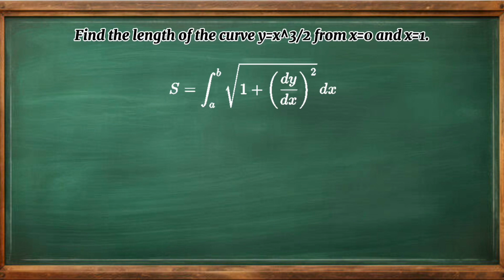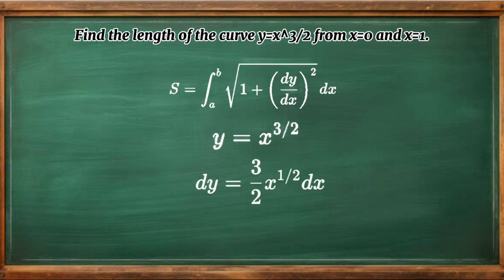First, we must find the value of dy over dx. To get this, we must get the derivative of our curve, which is y is equal to x raised to 3 halves. The derivative of this is dy is equal to 3 over 2 x raised to 1 half dx. Then, we divide it by dx. Therefore, we have dy over dx is equal to 3 over 2 x raised to 1 half. Then, our limit is from 0 to 1 since it is already stated in our problem.